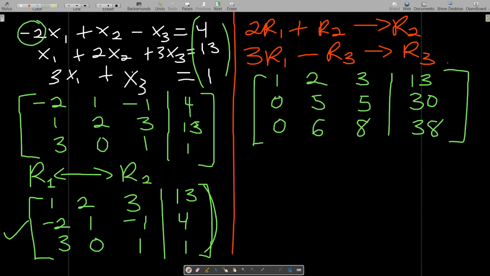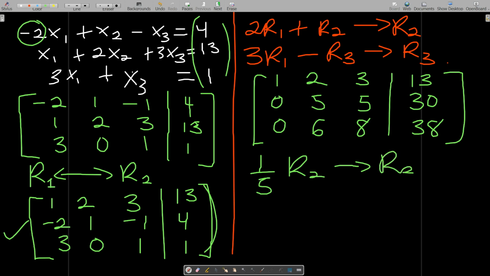So what can we do? We are done with the first row, reducing it down. If you want to reduce the second row, you pick this one as your pivoting row. But looking at the second row, you see that 5 can divide everything in the second row. I hope you can see that. If that is the case, then 1 over 5 root 2 should give us a new root 2. We get a new matrix like this: 1, 2, 3, then 13 is there, then we get 0, 1 over 5 times everything in it, so we get 1, and we get 6, because 30 divided by 5 is 6.